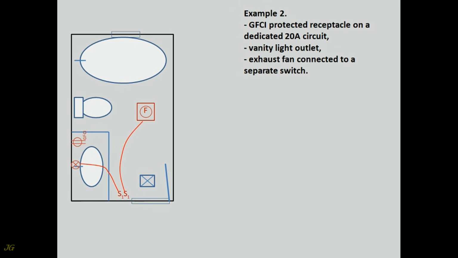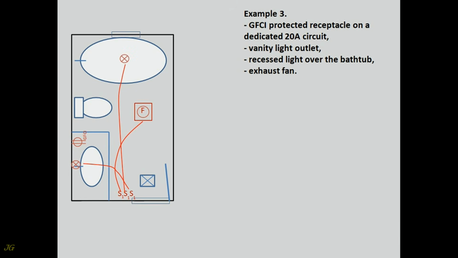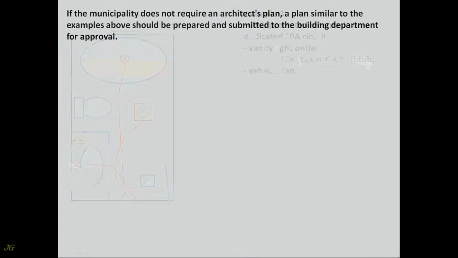Example 2: GFCI protected receptacle on a dedicated 20 amps circuit, vanity light outlet, exhaust fan connected to a separate switch. Example 3: GFCI protected receptacle on a dedicated 20 amps circuit, vanity light outlet, recessed light over the bathtub, exhaust fan. If the municipality does not require an architect's plan, a plan similar to the examples above should be prepared and submitted to the building department for approval.